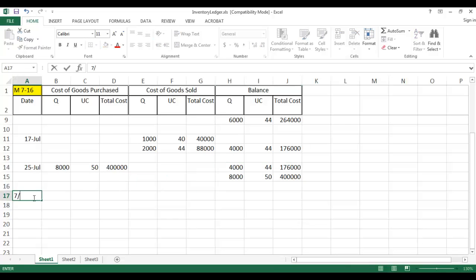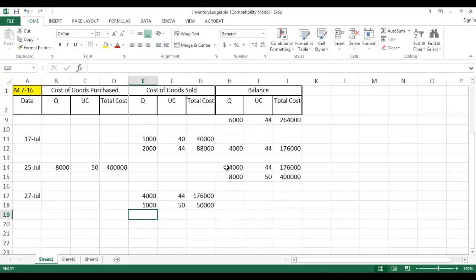Now on July the 27th, I sold 5,000 units. First in, first out, I need my oldest 5,000. Well, my oldest are the 4,000 at 44. So I assume that I'm taking all of those. And I still need another 1,000 because I sold 5,000 total. So those must have come from this group of 8,000 at 50. So 50 times the 1,000 or 50,000.